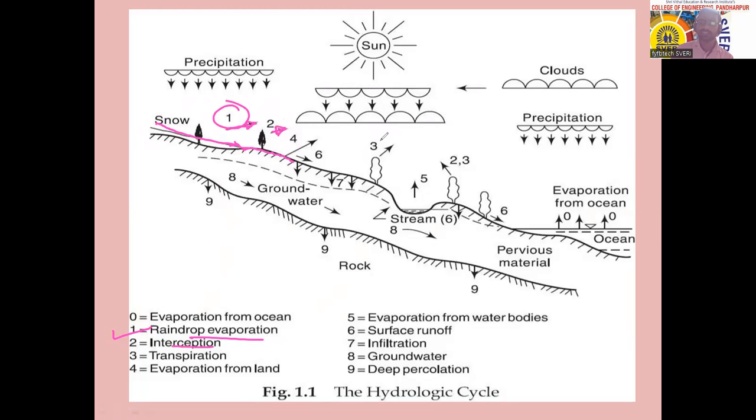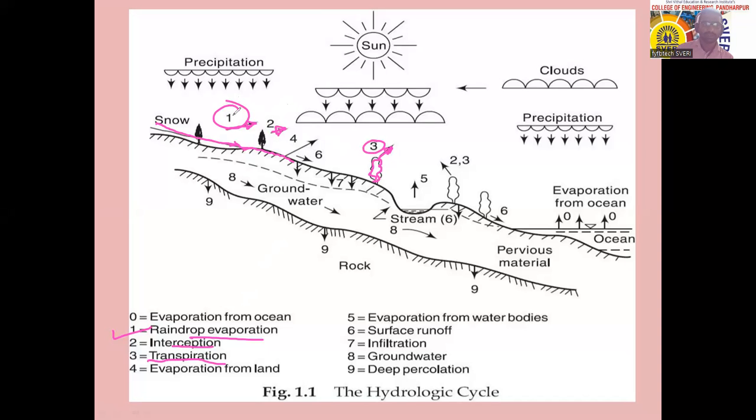The water which is there in the environment is evaporated. That is called interception. Then the third one is transpiration. This is a plant. So the water which is lost from the plant body is called transpiration.